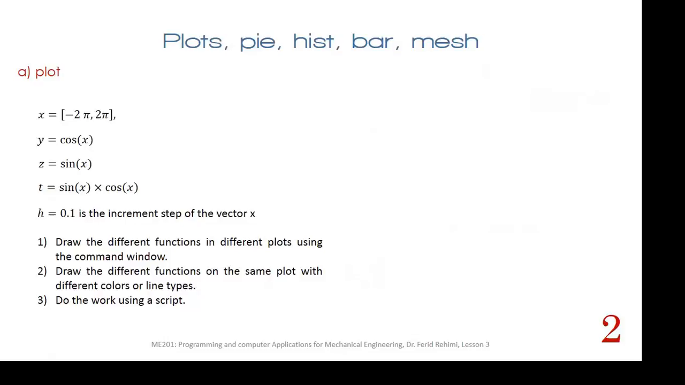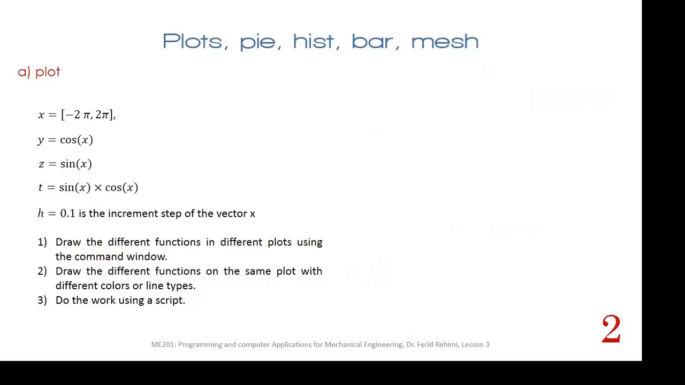So the first question: draw the different functions in different plots using the command line. I will define figure 1, I will draw the first function in figure 1. After this, I will create figure 2, and I will draw the second function in figure 2. So in the end, I will get figure 1 with function 1, figure 2 with function 2, and figure 3 with function 3. The x would be defined with the resolution of 0.1.